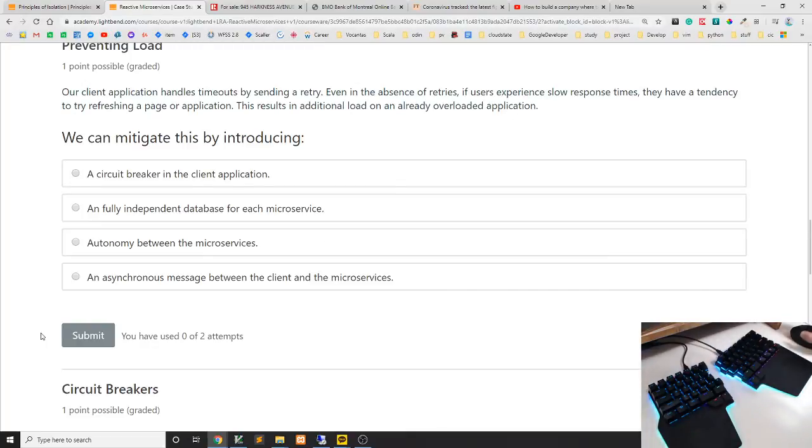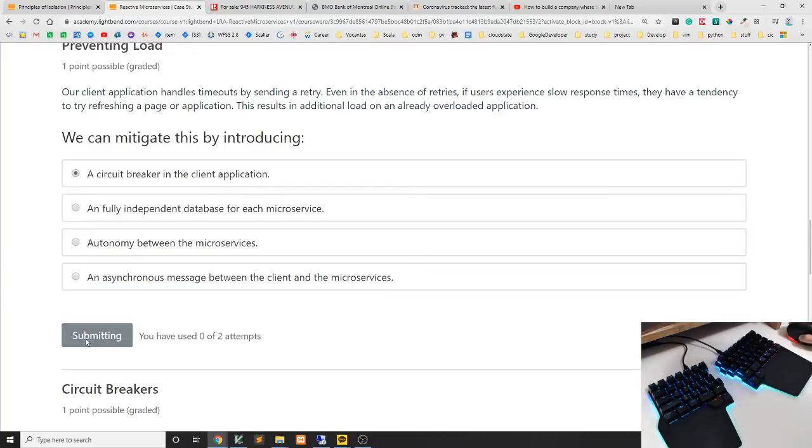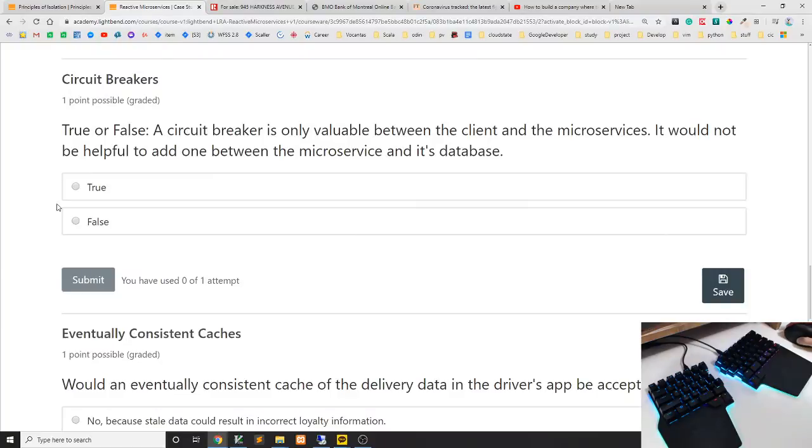We can mitigate this by introducing a circuit breaker in the client application, as I just explained. Circuit breakers. True or false? A circuit breaker is only valuable between the client and the microservices. It would not be helpful to add one between the microservices and its database, because the circuit breaker means to reduce the failure.